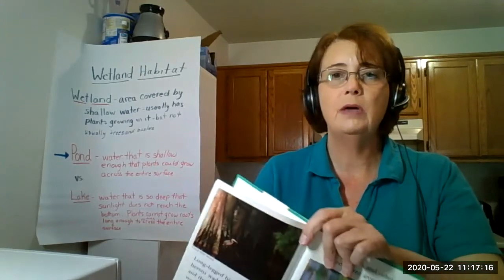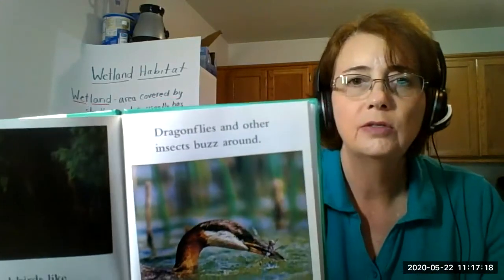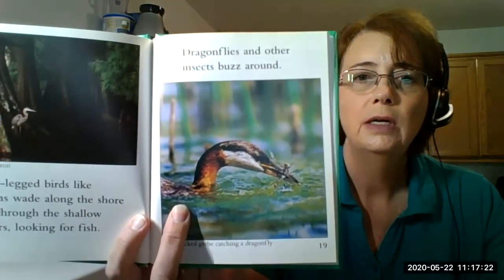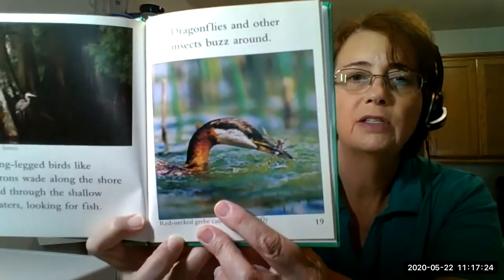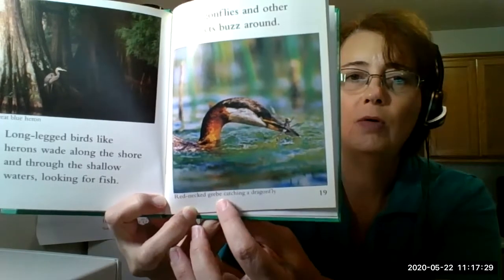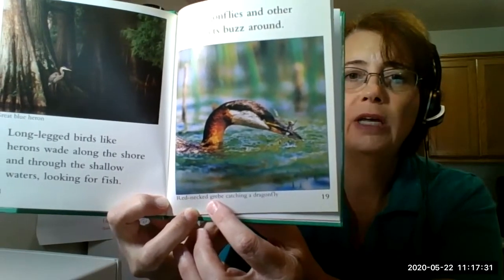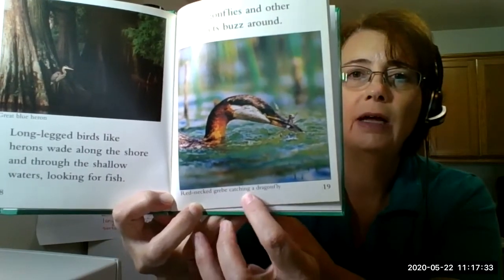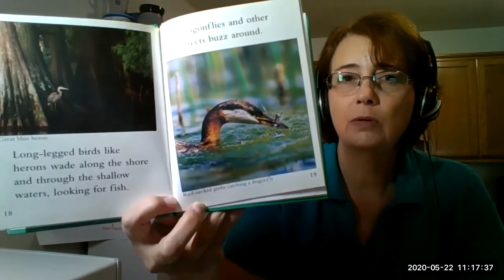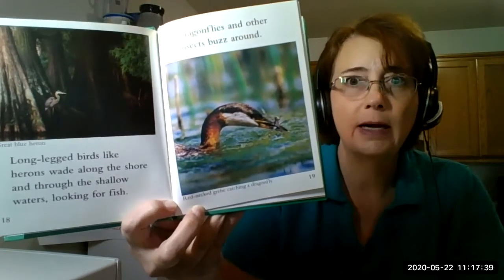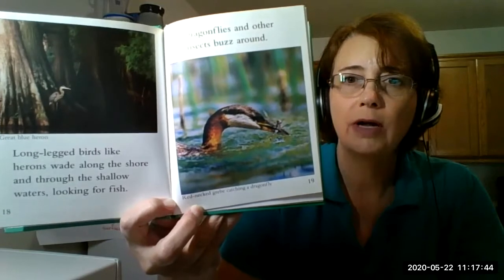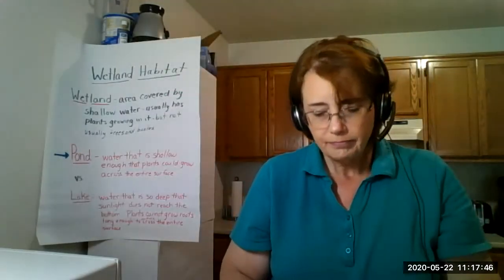it will tell us something about dragonflies, and in here it says dragonflies and other insects buzz around. In this case, it gives us another text feature, which is a caption, which explains what the picture's about. This is a red-necked grebe catching a dragonfly. A grebe looks a lot like a duck. I don't think I've seen one of those around my pond, but I'm not an expert either. But obviously they eat dragonflies, so we get to see it eating the dragonfly on page 19.